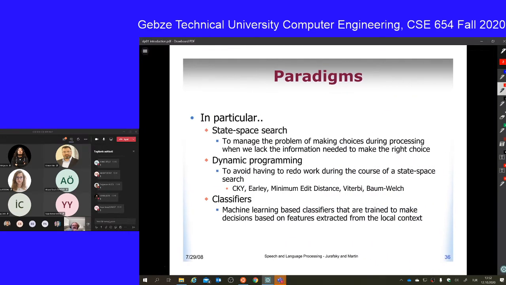For these algorithm paradigms, we are usually going to use state space search, and I will talk about what state space search is. Then dynamic programming. I am going to show you one dynamic programming example today, and we are going to talk about classifiers. Classifiers are machine learning based, and nowadays we are using classifiers of deep learning methods.